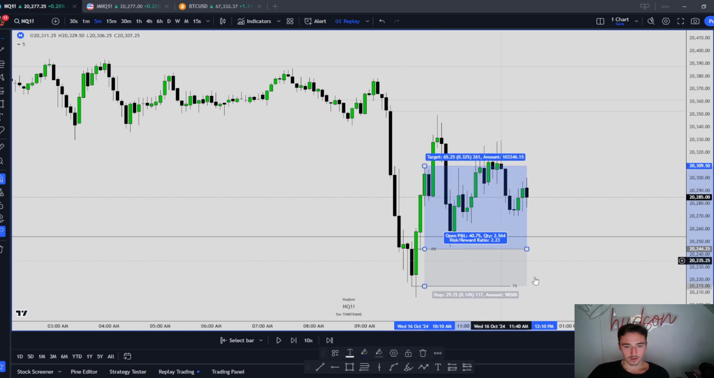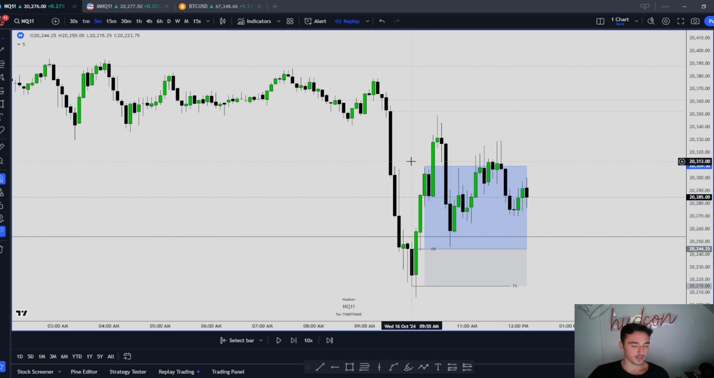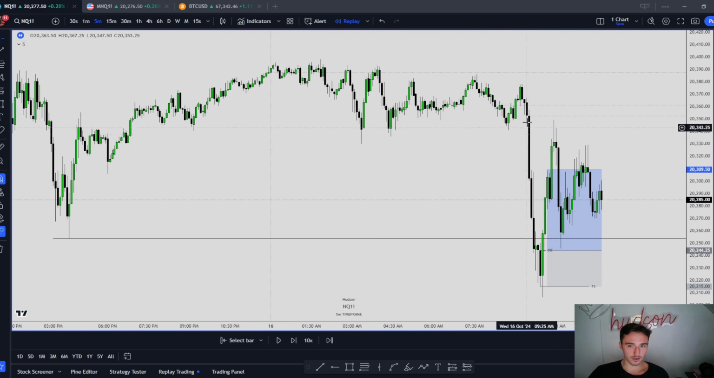So right here can be a first TP. Why? Fair value gap, delivering to an inefficiency. What do we do in the markets? Hunt lows and rebalance.